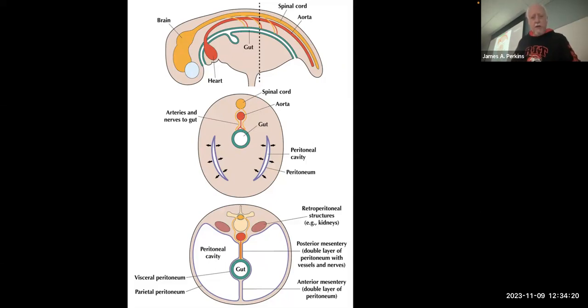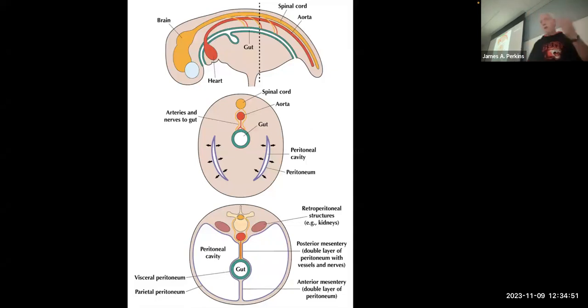But something different that we have here in the abdomen that we didn't really have in the thorax is there are places posterior to the gut tube where those two layers of peritoneum actually come together and meet, and they form something called a mesentery. It's a double layer of peritoneum that is essentially anchoring the gut tube to the posterior abdominal wall.